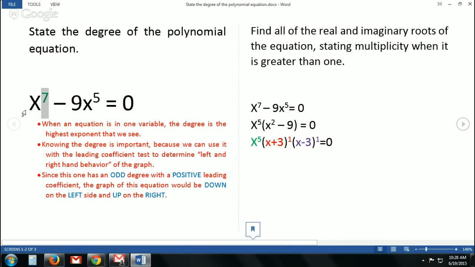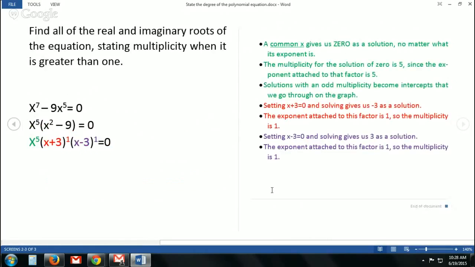Things that have an odd degree have the two sides doing opposite things. O for odd, O for opposite. And if it's positive for a leading coefficient, the left points down and the right points up. Now, the next thing we've been asked to do with this particular problem is to find all of the real and imaginary roots or solutions for the equation, and then to state the multiplicity of each root that we have.